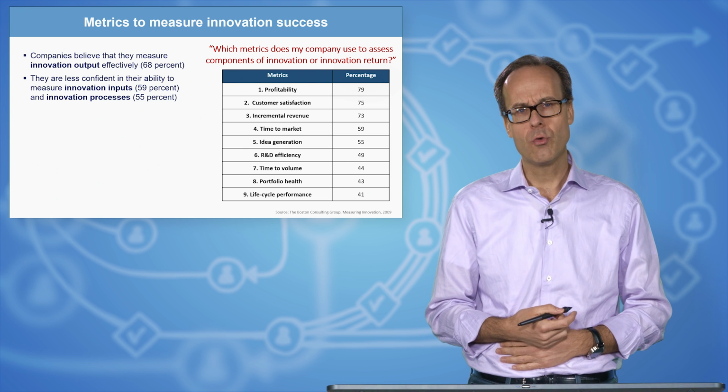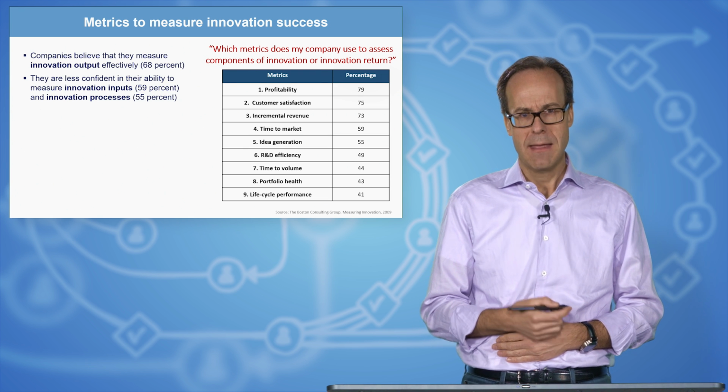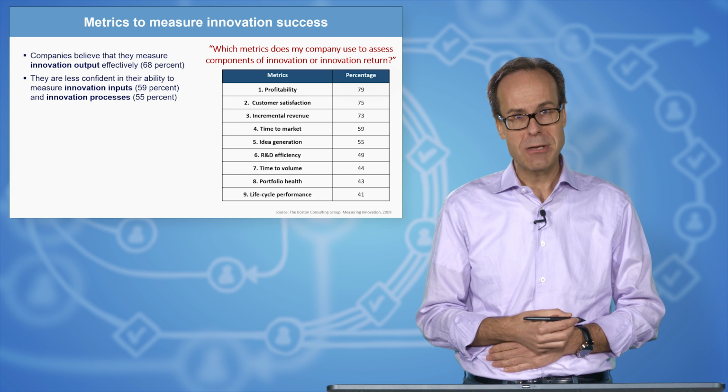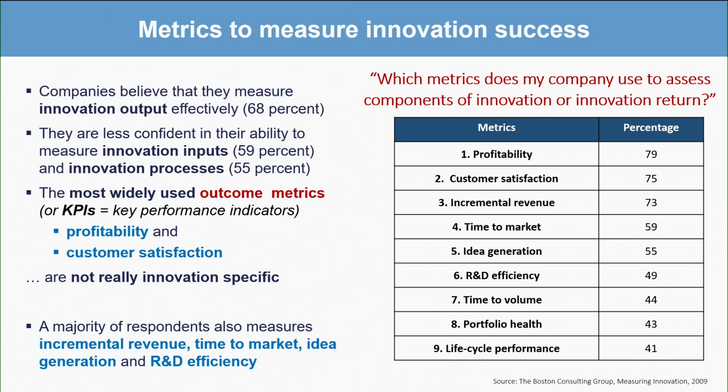So if you look into this table, perhaps what's your first observation? My first was that the KPIs that were really widely used are not really innovation specific. Well, of course, profitability and customer satisfaction are some of the ultimate goals of a company, perhaps next to also social and ecological responsibility. However, those are objectives that are of course influenced by our innovation process, but they're also influenced by so many other things.